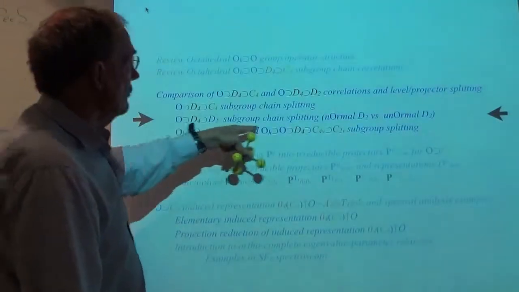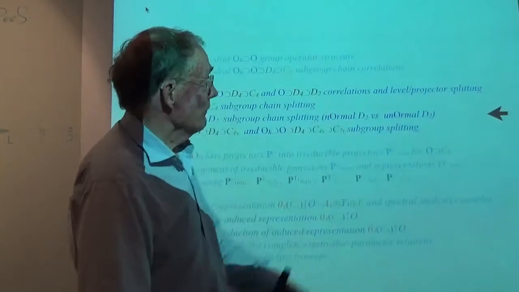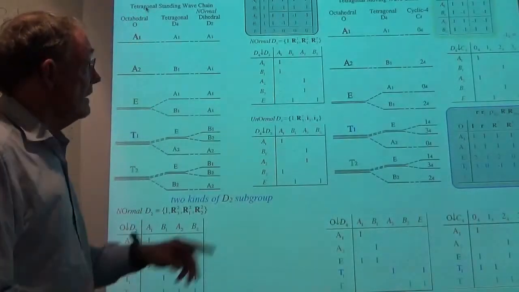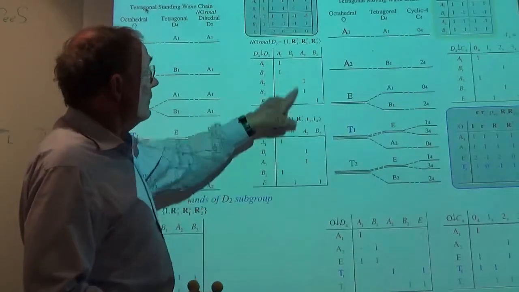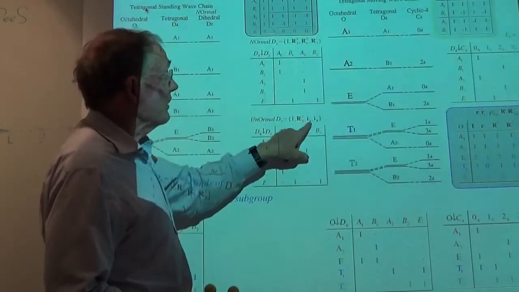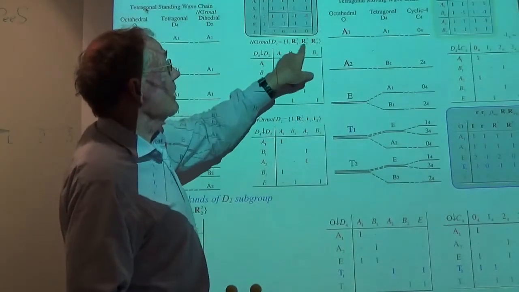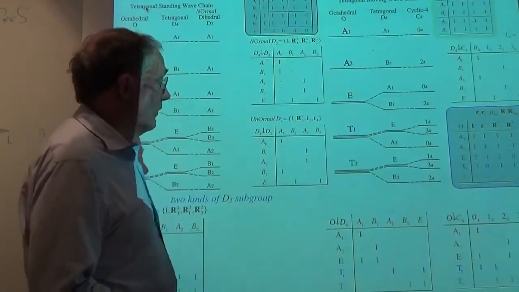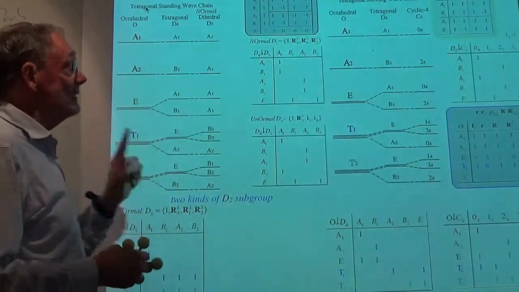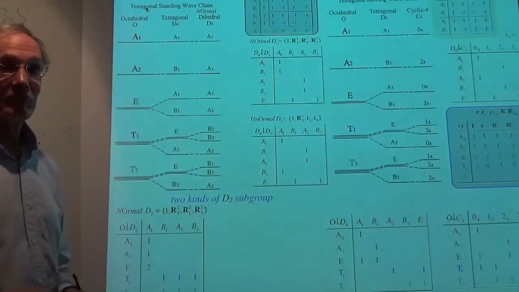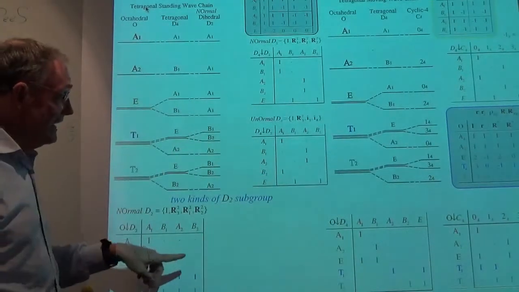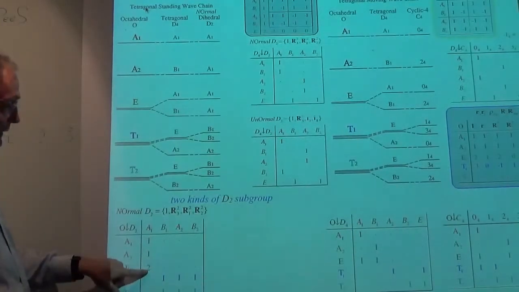And that's what I want to show. Normal versus unnormal D2. Unnormal D2 has the same R3 squared that this one does, but it's got I3 and I4 instead of the other Cartesians. This is an unnormal subgroup, but it's exactly what we want. I don't like normal, I like unnormal, because it does not have this 2 here.